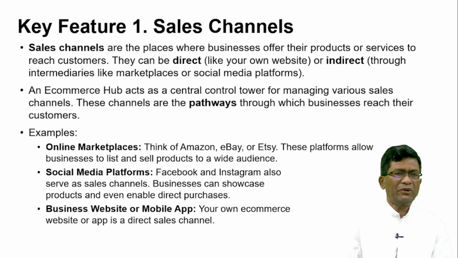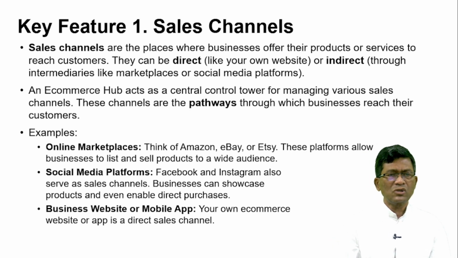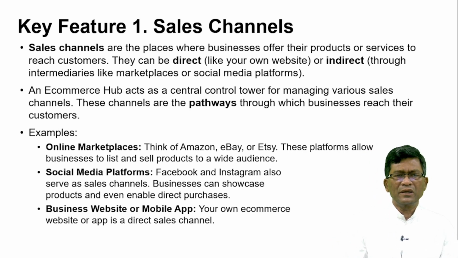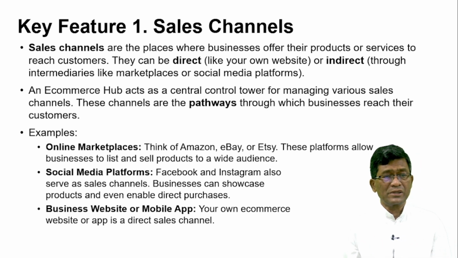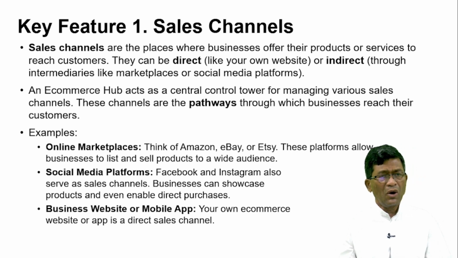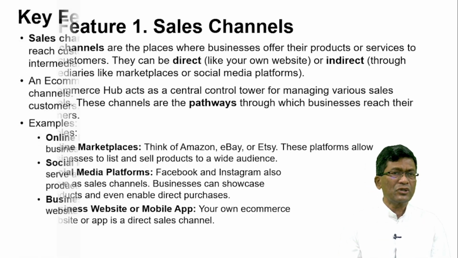A few examples are given. Online marketplaces, you can think of Amazon, eBay or Etsy, allow businesses to list and sell their products to a wider audience, or social media platforms like Facebook or Instagram as sales channels through which you can get some leads, or through a business website of the company or using a mobile app. So there are multiple channels. All these can be brought into the single control, and that is key feature 2.